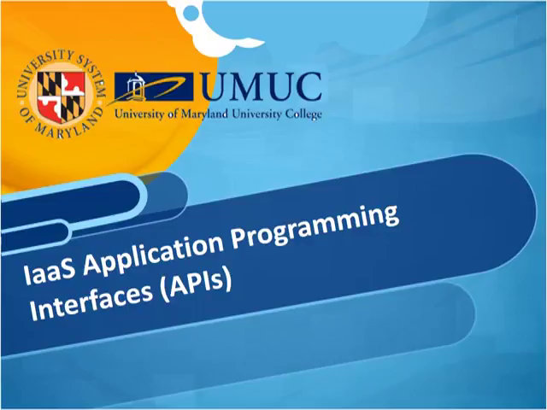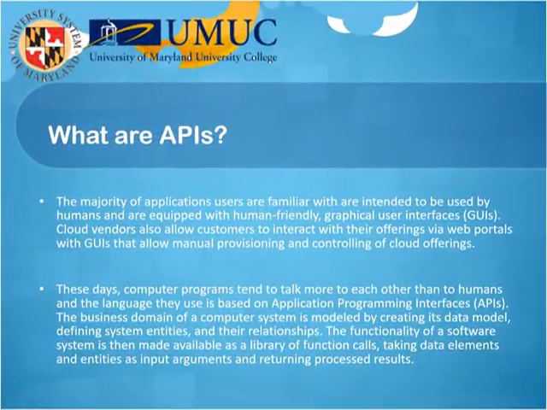Infrastructure as a Service Application Programming Interfaces, or APIs. What are APIs? The majority of applications we users are familiar with are intended to be used by humans and are equipped with human-friendly graphical user interfaces, or GUIs. Cloud vendors also allowed customers to interact with their offering via web portals with GUIs that allow for manual provisioning and controlling of cloud offerings. But these days, computer programs tend to talk more to each other than to humans, and the communication language they use is based on application programming interfaces, or APIs.